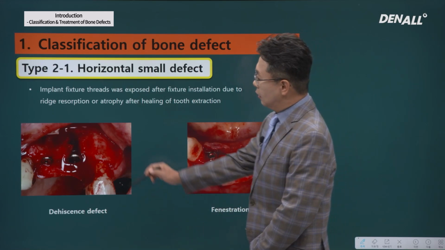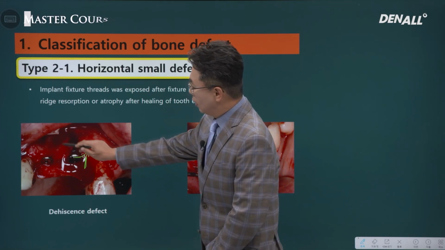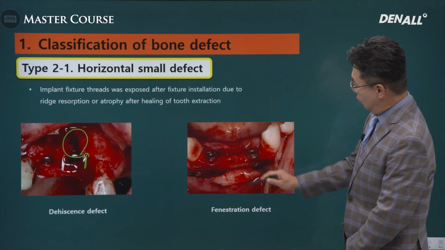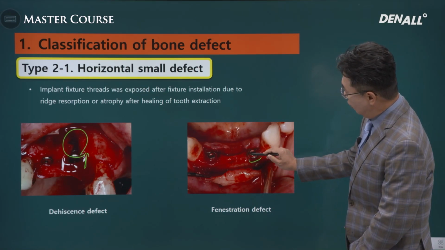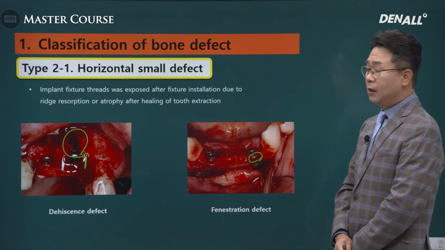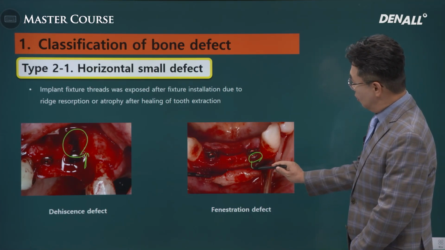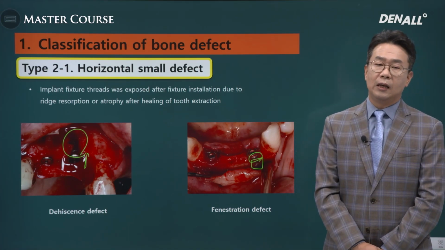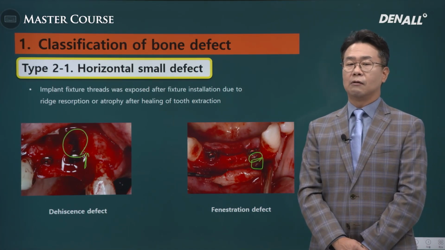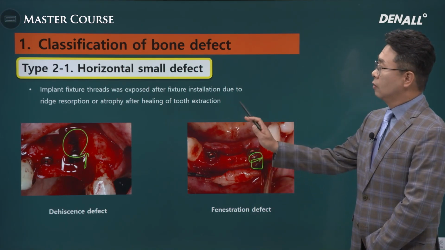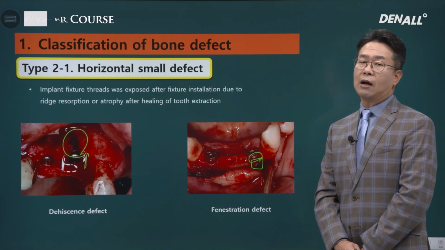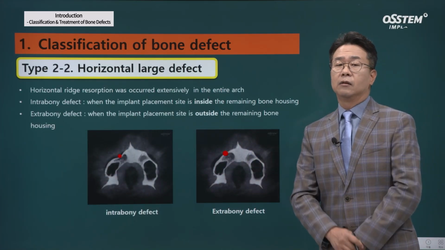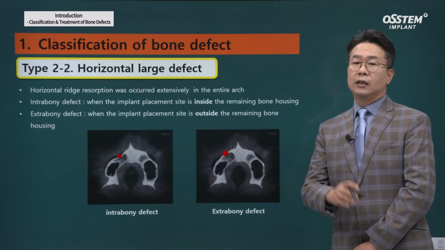As shown on this image, when the ridge width is insufficient, this kind of defect can be observed. If you look over here, the crestal part, there's bone, but over here, a couple of threads are exposed because of concavity. Defect can be exposed. I'm sure you'll be able to come across these cases as you provide clinical treatment. Let's move on to horizontal large defect.